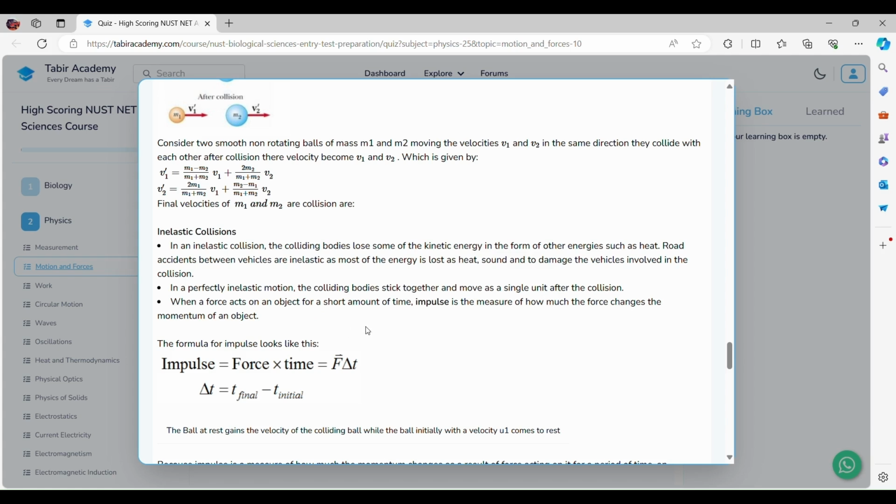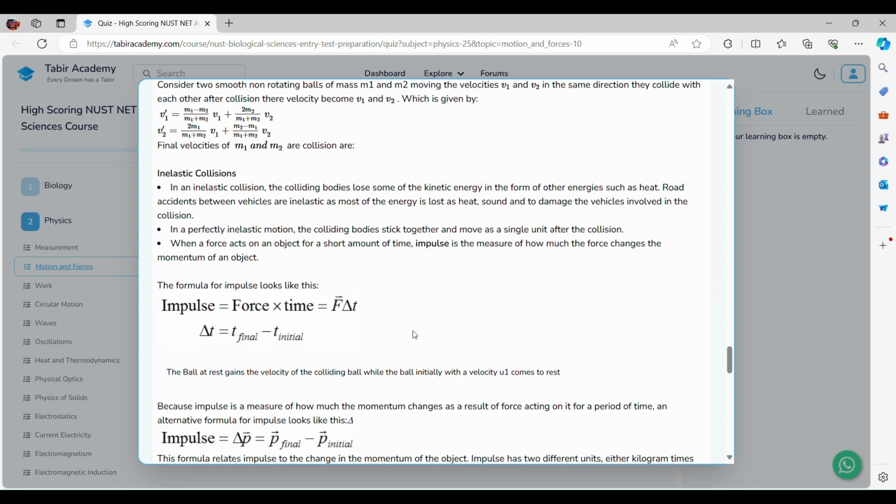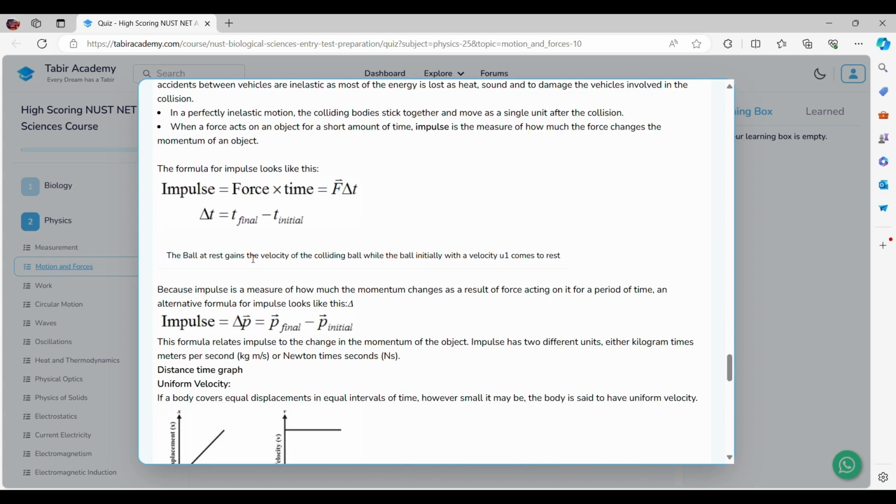When a force acts on an object for a short amount of time, impulse is the measure of how much the force changes the momentum of an object. Impulse का formula होता है force multiplied by change in time, where change in time equals final time minus initial time. The ball at rest gains the velocity of the colliding ball, while the ball initially with the velocity comes to rest. क्योंकि impulse measure है कि किस तरह momentum change करते हैं as a result of force acting on it for a period of time. An alternative formula for impulse looks like this.